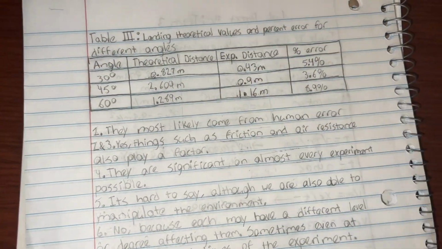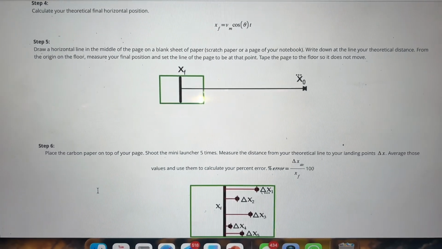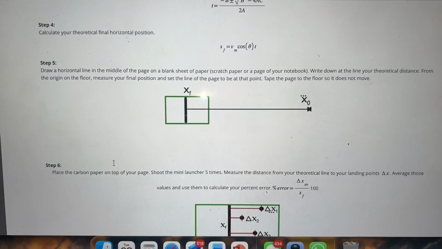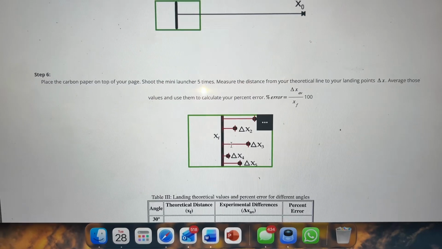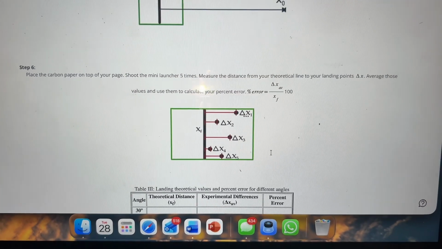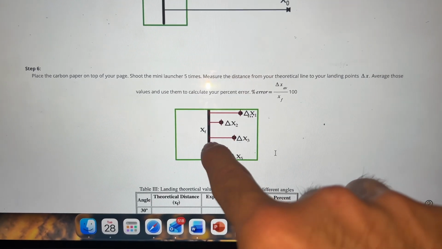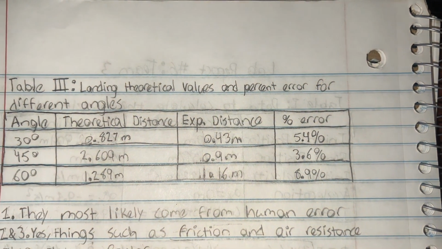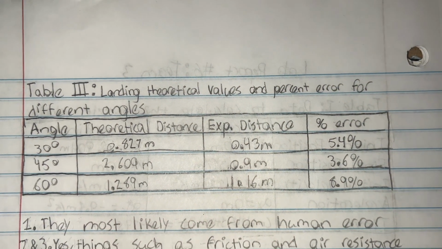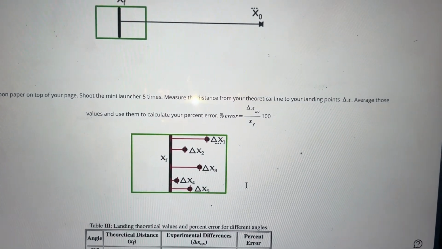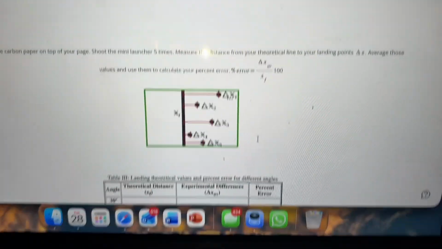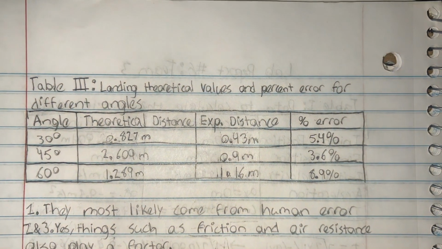We found the distance between the 5 points and then went ahead and found the average of these 5 points, which is basically this image right here. We added all the points together and then divided them by 5 to find our XF, which would be our experimental distance. And then afterwards, we used this equation right here, our percent error, and that gave us a value of 5.4.